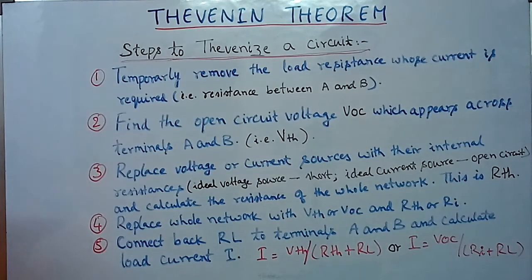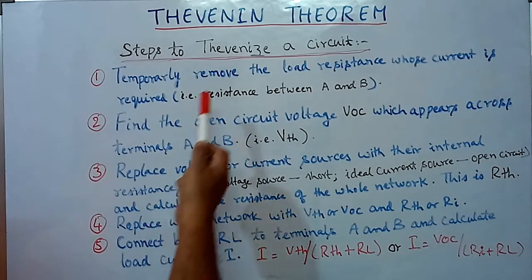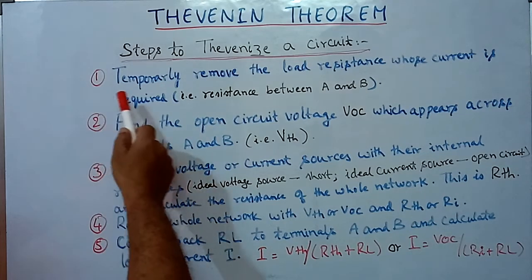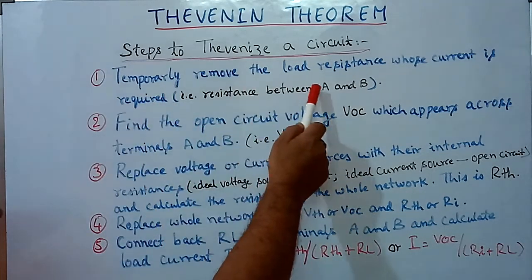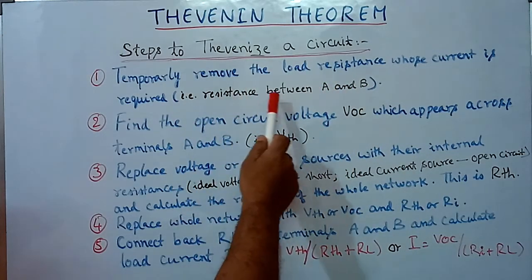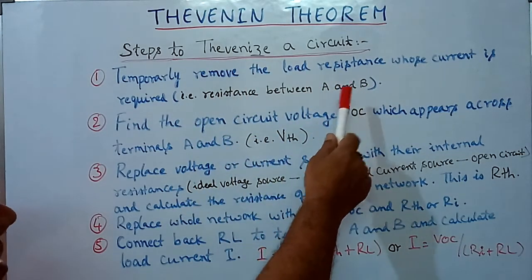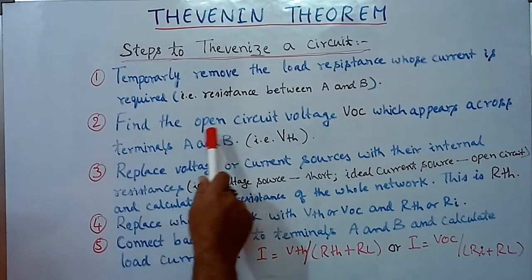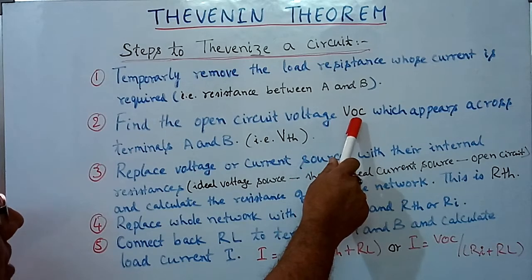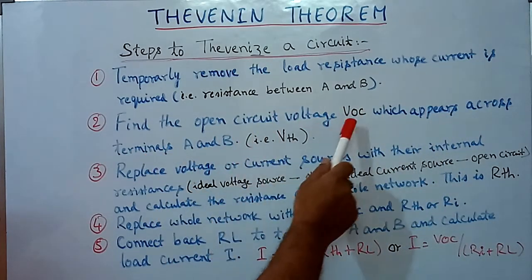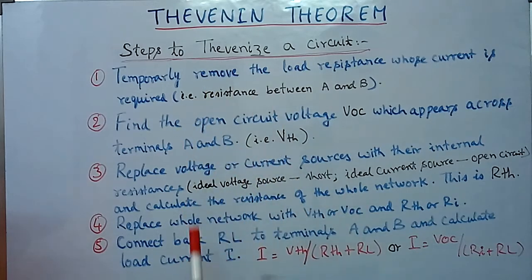Before looking at the Thevenin's theorem example, let us see the steps to Thevenize a circuit. Step 1. Temporarily remove the load resistance whose current is required. That is, the resistance between terminal A and B need to be removed. Step 2. Find the open circuit voltage VOC which appears across terminals A and B. VOC is nothing but VThevenin.